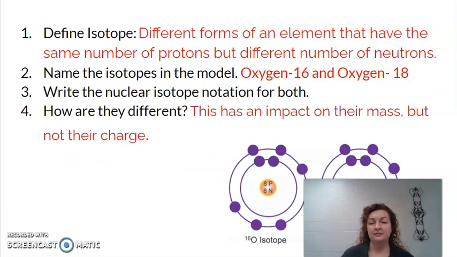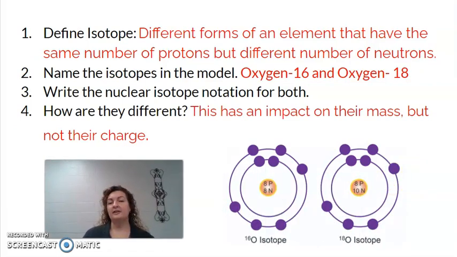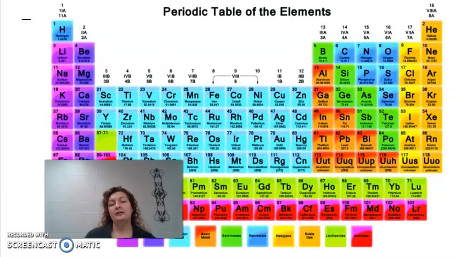So an isotope is an atom that has different forms of an element that has the same number of protons, but different number of neutrons. So if you look at this example here, we can look on the periodic table to see what element this is. It's telling us there's 8 protons. So if I go to the periodic table and I look for number 8, because remember, the atomic number is how many protons are in my element, this would be oxygen.